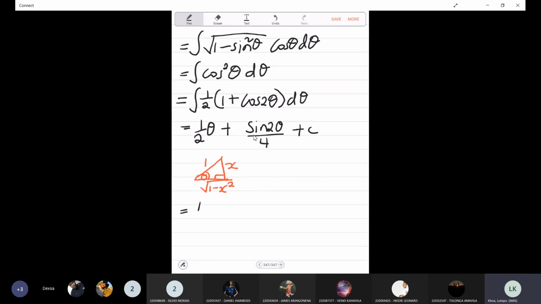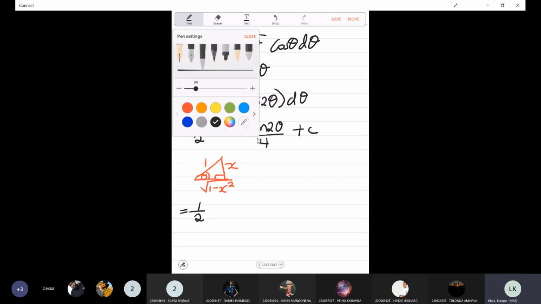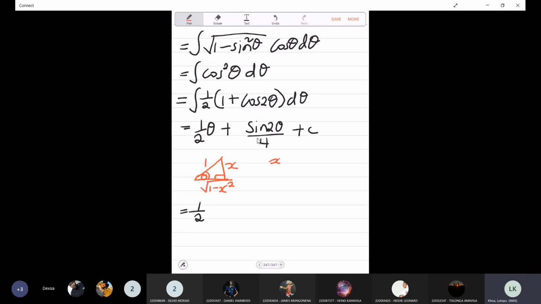Then we can substitute. This is a half theta. We say that x is equal to sine theta, so theta is equal to sine inverse of x. Just take note. So x is equal to sine theta, so this means that theta is sine inverse of x. So those are what we're going to use to rewrite everything in terms of x. So this is half sine inverse of x.